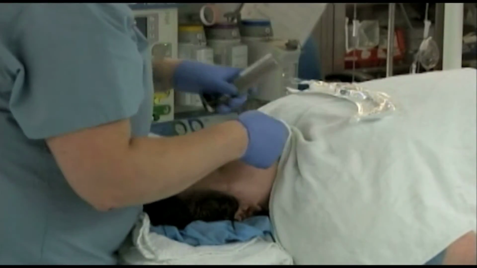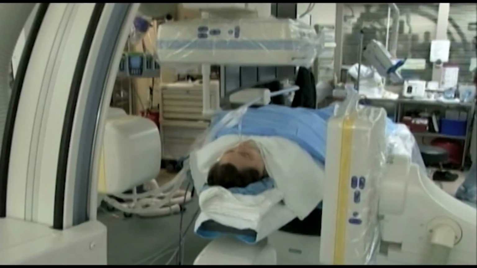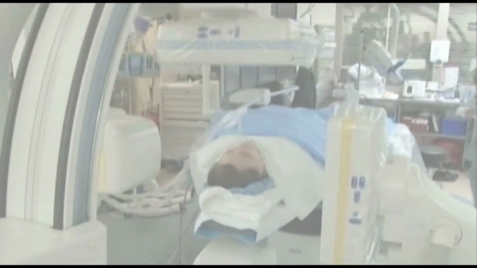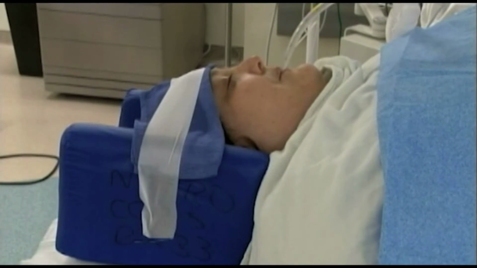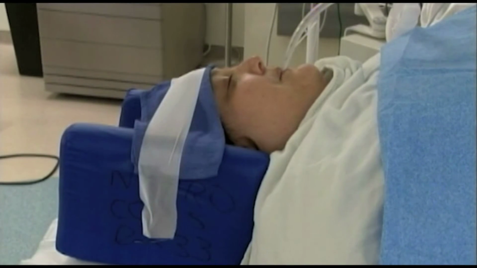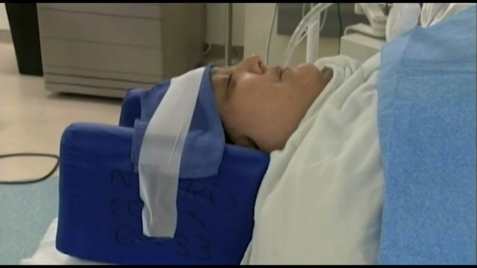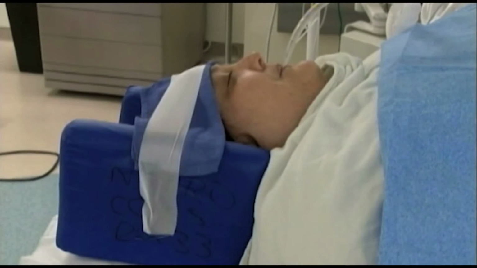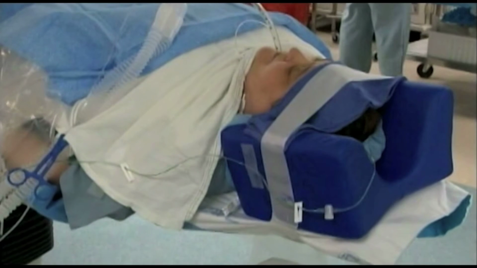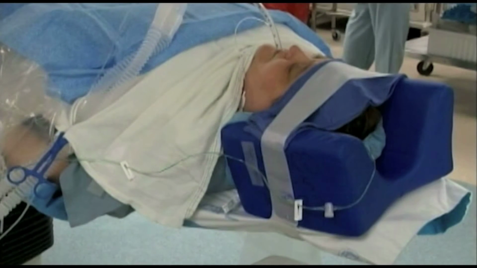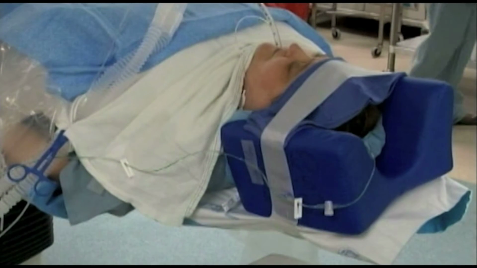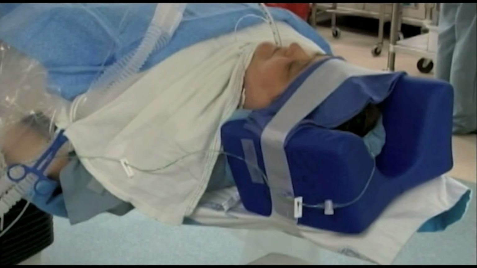Often we work in parallel with anesthesia. For example, we obtain femoral artery access while they are intubating the patient. The patient's head is held firm in a U-shaped pillow and taped in place to minimize movement during the procedure. The ventriculostomy tubing is taped to the side of the U-shaped pillow to prevent contact with the angiography biplane.